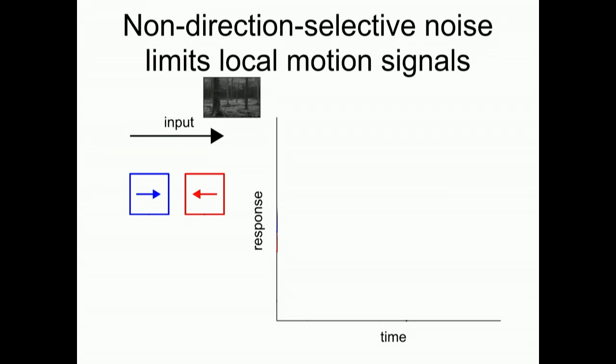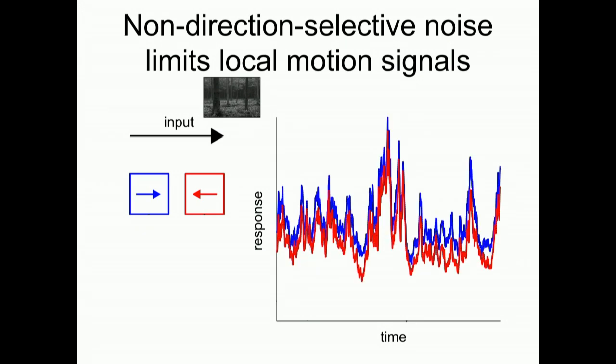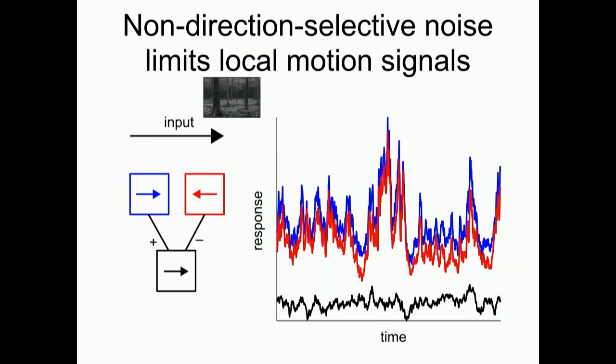So you can think about, for instance, moving this forest scene in front of two detectors with opposite directional tuning, and the responses you might get could look something like this, where there's definitely a difference. So the one with the preferred direction in the direction of the stimulus has a higher average response, but there's this fairly large non-direction selective noise, right? So this is noise that's independent of the direction of stimulus motion that's superimposed on top of it. If what you did is, instead of computing these two, you computed the difference between these somehow, then what you would get is a response that is much less noisy, right?